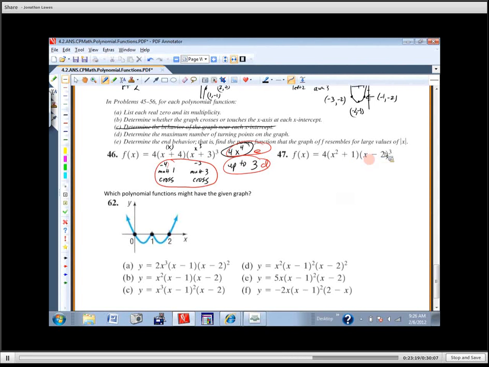Let's work backwards on this one. Okay, what's the 0? 2. What's its multiplicity? 3. Touch or cross? Cross. Take a good look at that one.